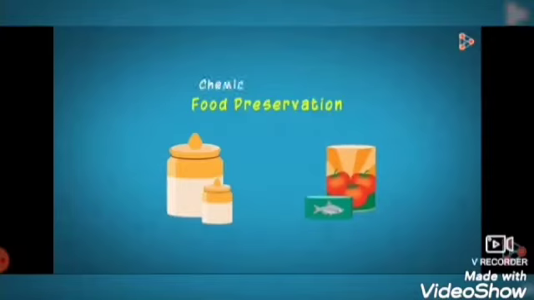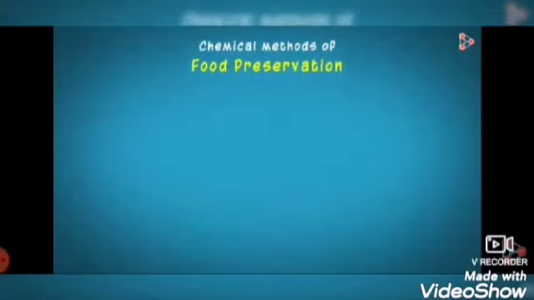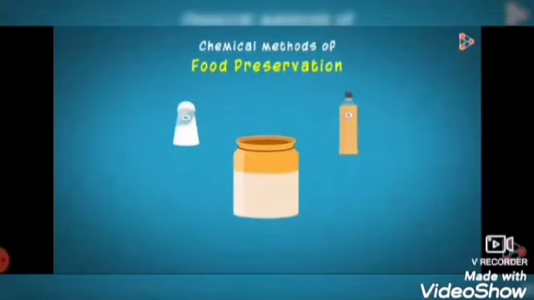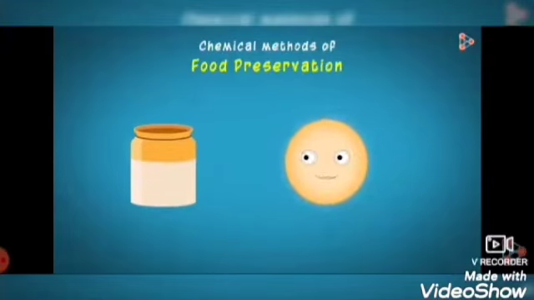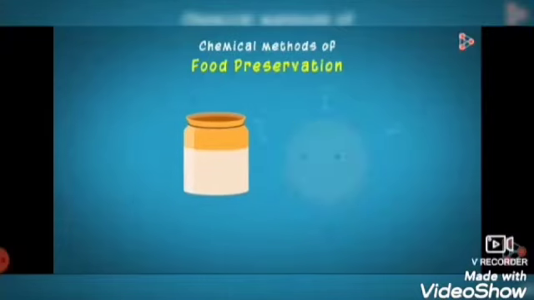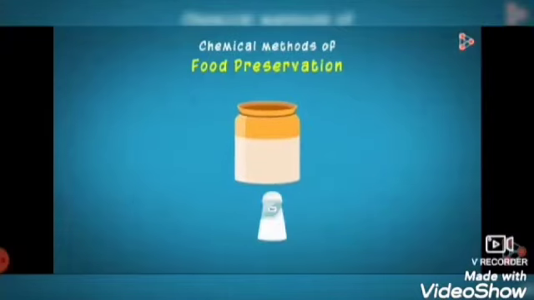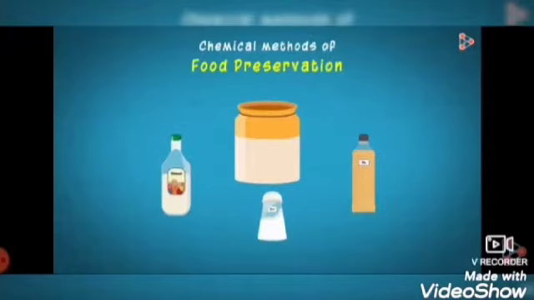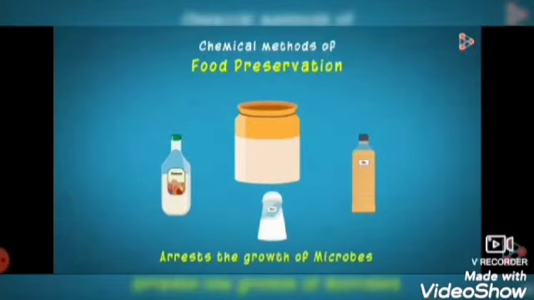Let's have a glance at some chemical methods of food preservation, like adding lots of salt in the pickle is helpful to preserve the food. This is an ancient method of food preservation that we use at our homes. Adding salt, oil or vinegar can arrest the growth of microbes in the food. Even if a microbe attacks the food, they get killed.